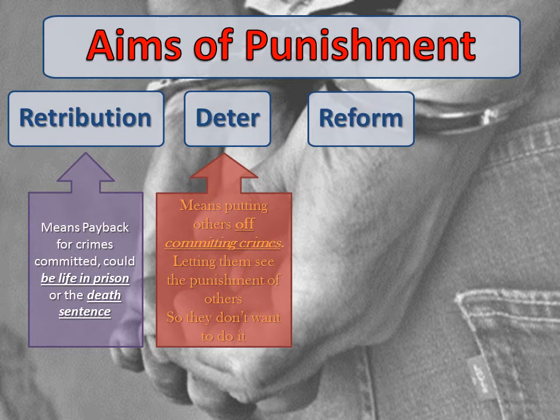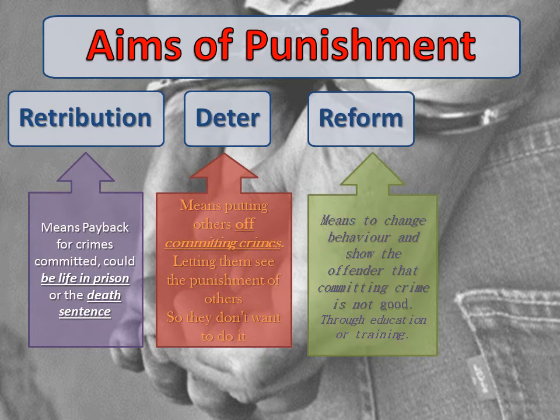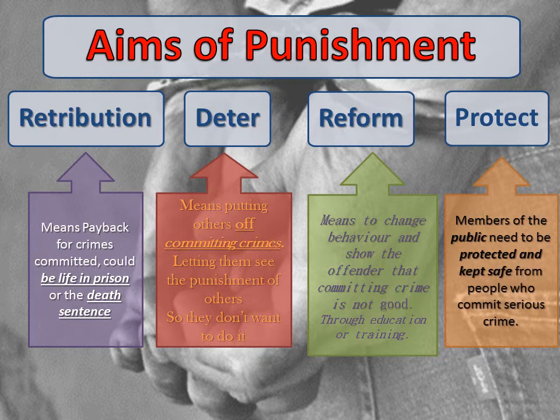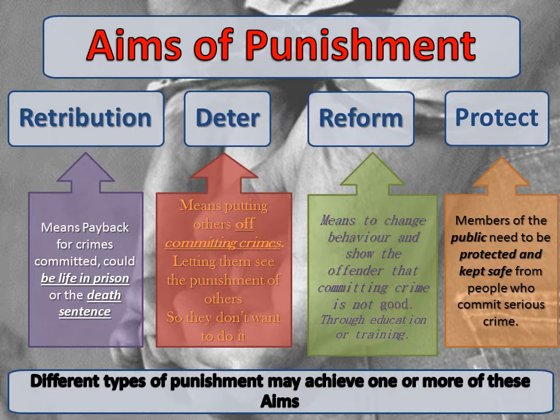Thirdly, it's to reform the behaviour, and reform means to change the behaviour, to show the offender that committing crime is not good, and through education and training, trying to get them to be productive and live meaningful lives in society. And fourthly, to protect, obviously, members of the public, and everyone else needs to be protected and kept safe from people who commit serious offences. So these are the specific aims of punishment that you need to be familiar with. The last thing to say about these is that the different types of punishment, prison, fines, death sentence, community service, could achieve some, all, maybe one or two of these aims. So each punishment could actually achieve any one of these aims, not just one specific type of punishment.